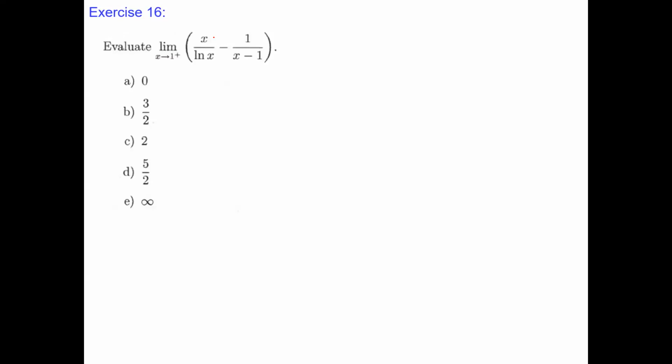Okay, natural log at 1 is 0. From the right-hand side, it will be positive. That means 1 over a small number is a big number. Okay, this is infinity. And then 1 minus 1 is 0. This is a little bit more involved. That means, yes, we do have infinity minus infinity.